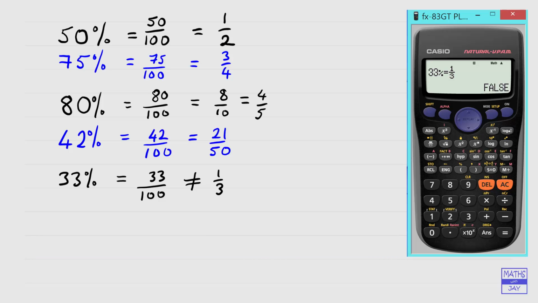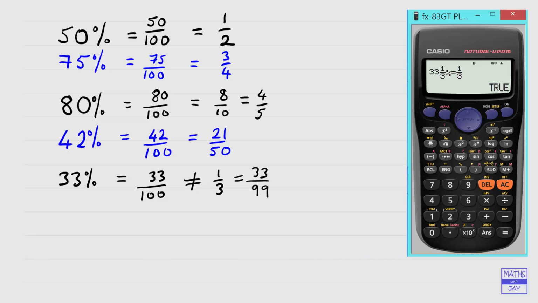So what do you think would be equal to a third? What percentage would be equal to a third? Well, 33 out of 99 would be a third, wouldn't it? So what we want is something a little bit bigger than 33 out of 100. We want another third out of 1. So what we want is 33 1/3%. So if we edit our 33 and make it 33 1/3% and verify that, then we get true.